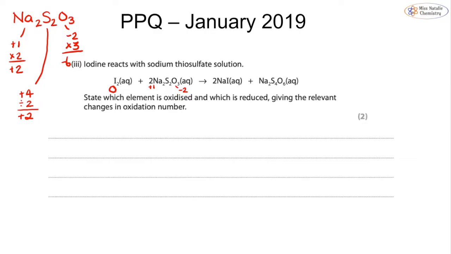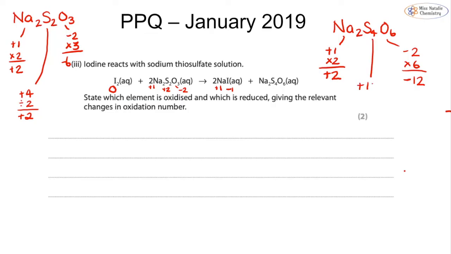I then go to my products. My sodium stays as +1. This time my iodine has gone to -1. And if I take the Na2S4O6, my sodium has stayed the same at +1, and I have 2 of them. My oxygen is still -2, and this time I have 6 of them, and that gives me -12, which means I must have my sulfur as +10, because the +2 and +10 would give us the -12.